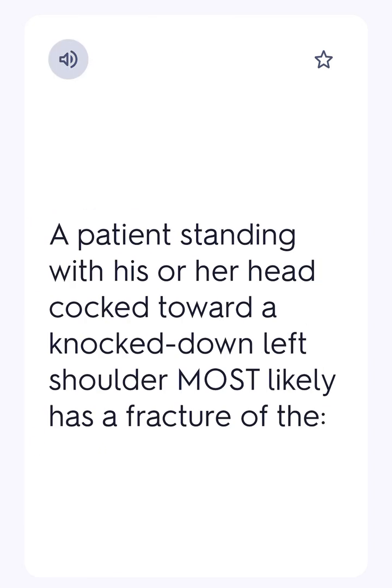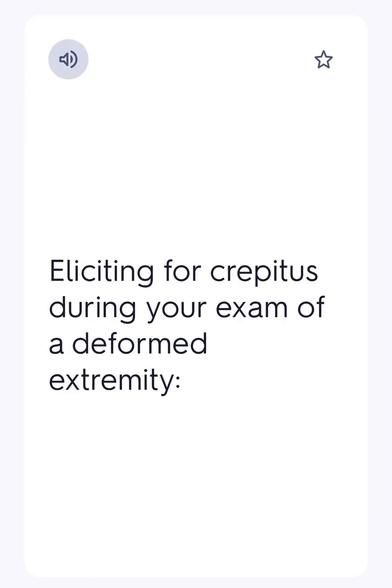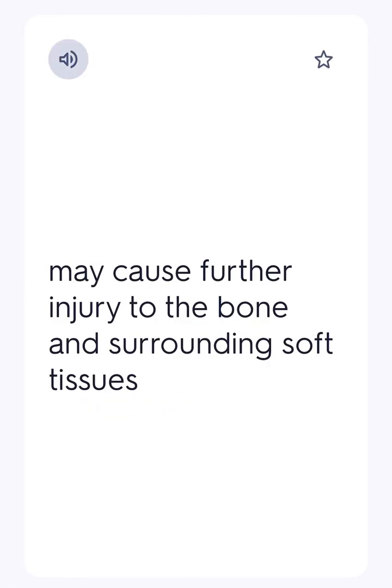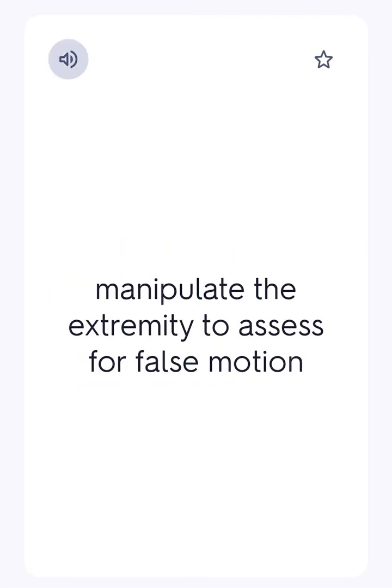A patient standing with his or her head cocked toward a knockdown left shoulder most likely has a fracture of the left clavicle. Eliciting crepitus during your exam of a deformed extremity may cause further injury to the bone and surrounding soft tissues. The best way to detect deformity or any other abnormality in an injured extremity is to manipulate the extremity to assess for false motion.